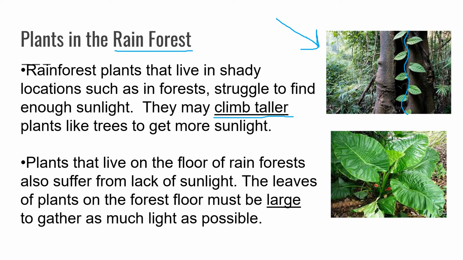Also, plants that live on the floor of rainforests also suffer from a lack of sunlight, like I just said. So to accommodate for that, the leaves of plants on the forest floor are typically very, very large in order to gather as much sunlight as possible. If you're not going to get a whole lot of sunlight, one way to help with that is to make your leaves as big as possible, like what you see in the bottom picture here, so that any sunlight that does hit the leaf, it can gather. So the bigger the leaf, the more sunlight it can absorb.